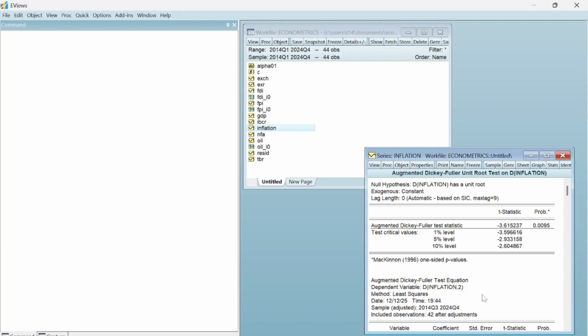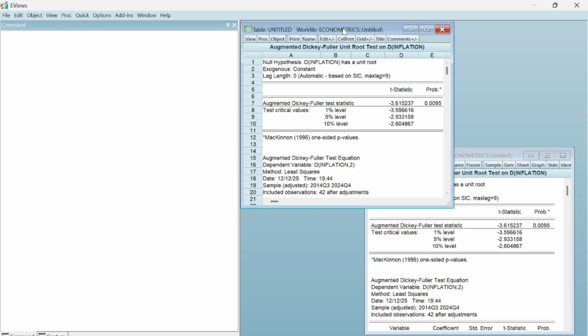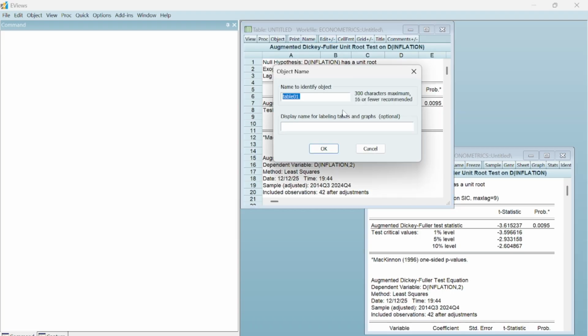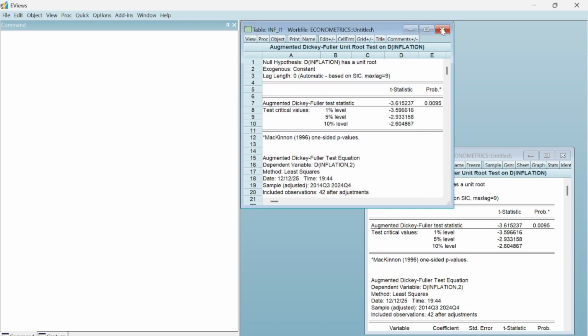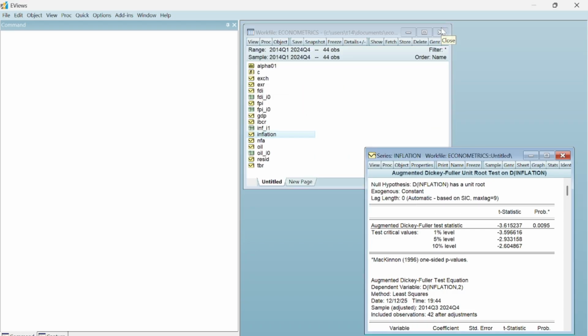We've been able to see how to, okay, you can just freeze and name it. Let's call it inf underscore I1. Okay, so you can go and open your results, and you'll be able to save it and then write it in your MS Word for your reporting, any reporting style you want.